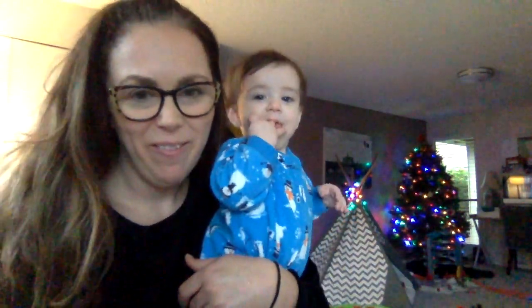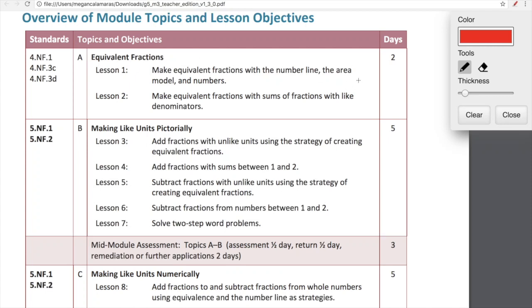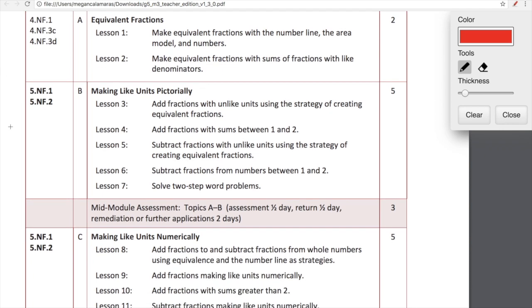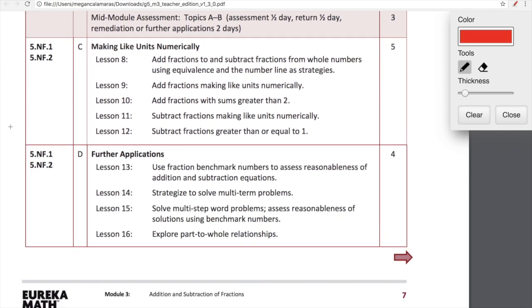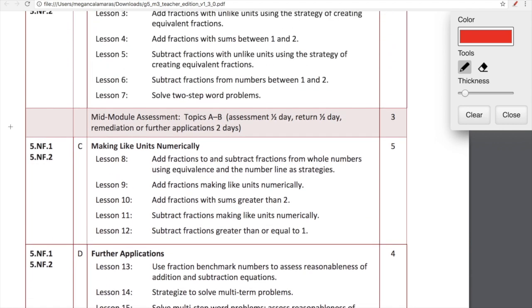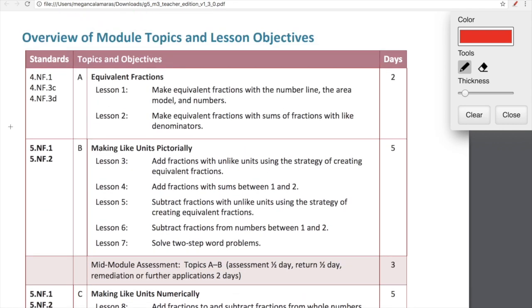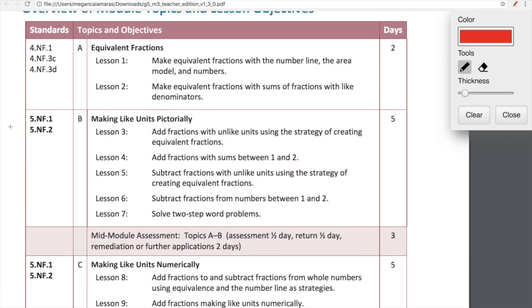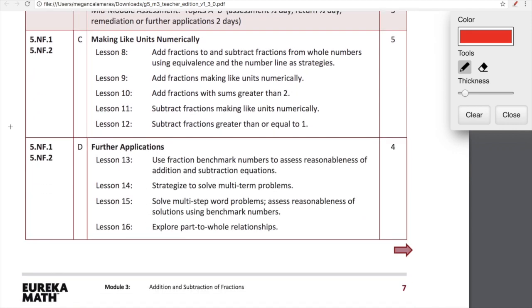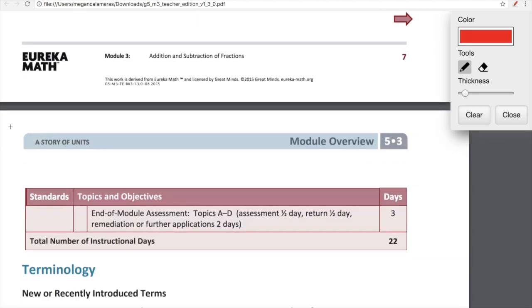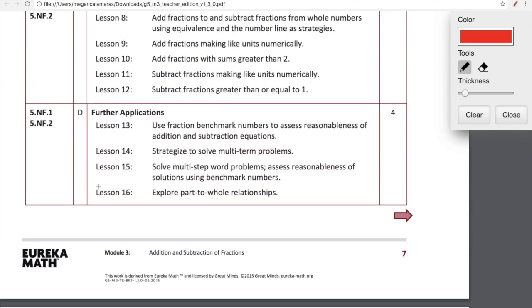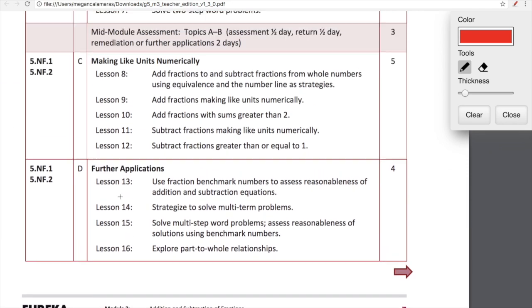Here we are. I just wanted to give you guys a snapshot of what is going on in Module 3. As we talked about on Friday, it's a quick module, unlike the module that you had in 4th grade where your fractions, I think you studied for like 39 lessons. So the entire Module 3 is only 16 lessons.